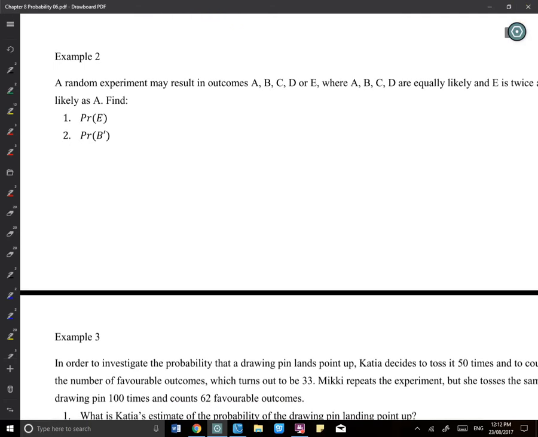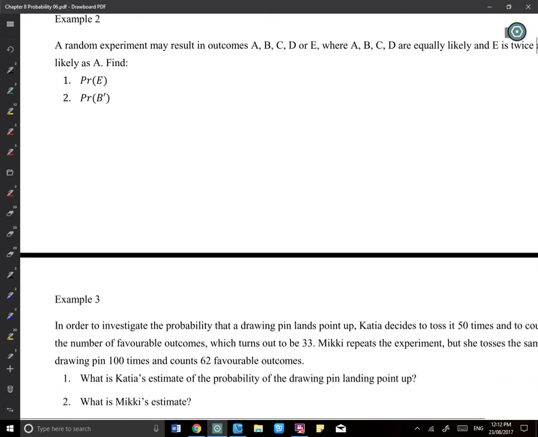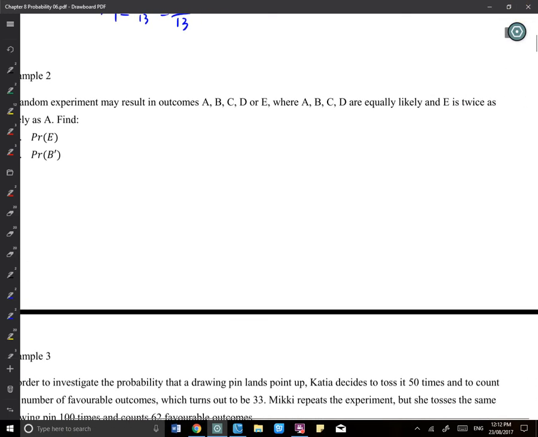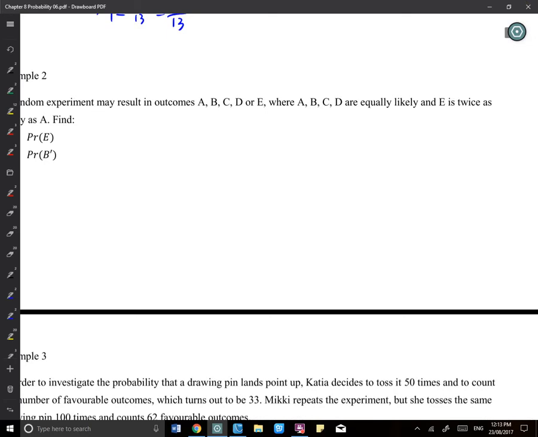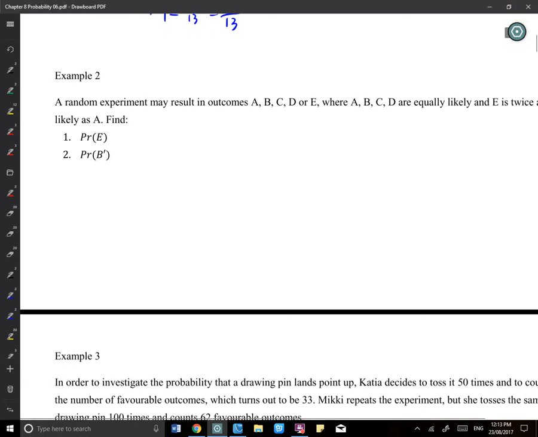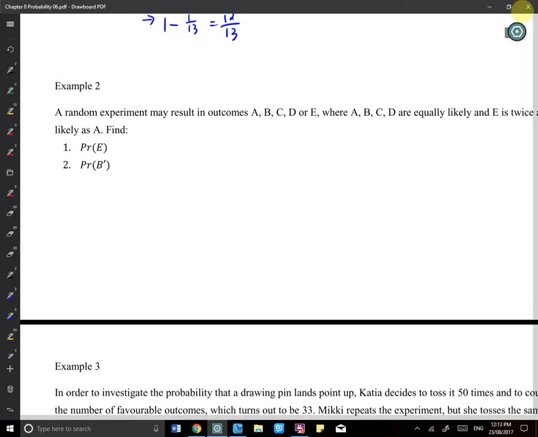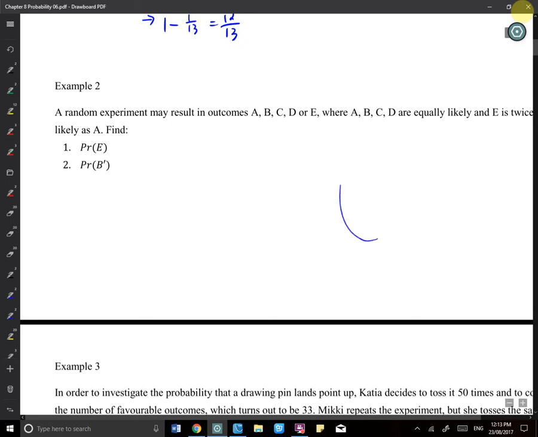A random experiment may result in outcomes A, B, C, D, or E. A, B, C, D are equally likely, and E is twice as likely as A. So it is also twice as likely as anything. Okay, so how can I sketch for it?